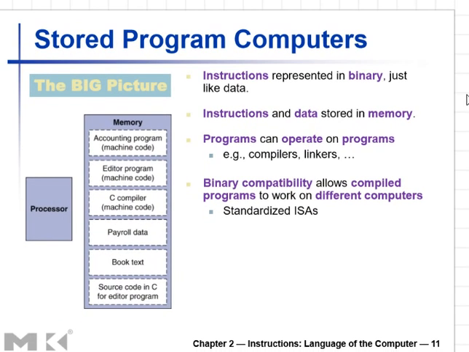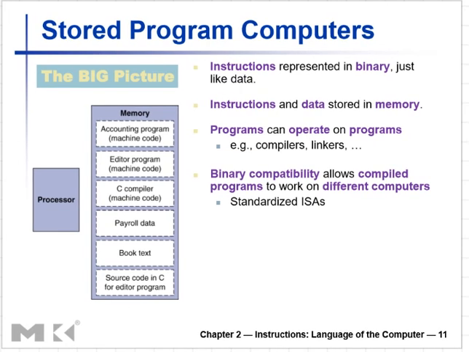So let's look into the stored program concept. Instructions and data are represented in binary. All the instructions are going to be translated into binary because the machine understands only zeros and ones. All the instructions and data are stored in memory. The programs that operate on your program are called system programs, which are compiler, linker, assembler, etc.